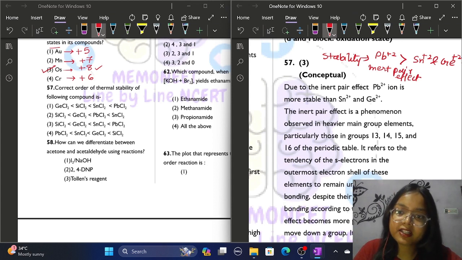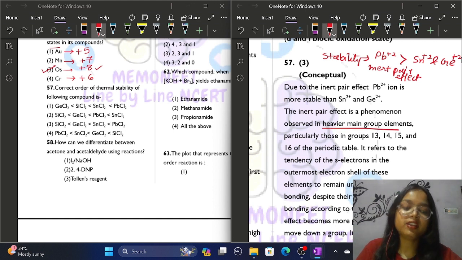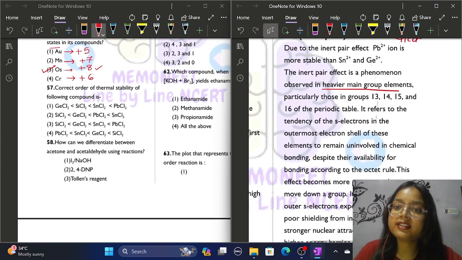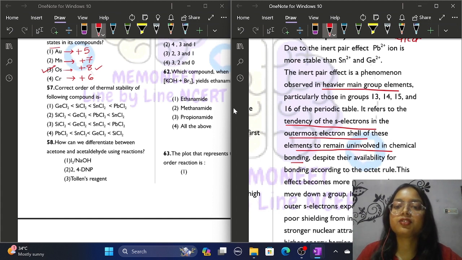So what is the inert pair effect? It is mainly observed in heavier main group elements. It is basically the tendency of the s electrons in the outermost orbit to remain uninvolved in chemical bonding. It means that the s electrons present in the outermost orbit are unable to get involved in reactions. They remain uninvolved despite their availability for bonding according to the octet rule.